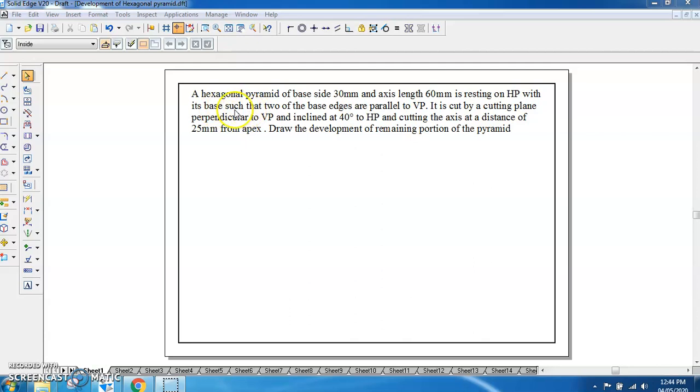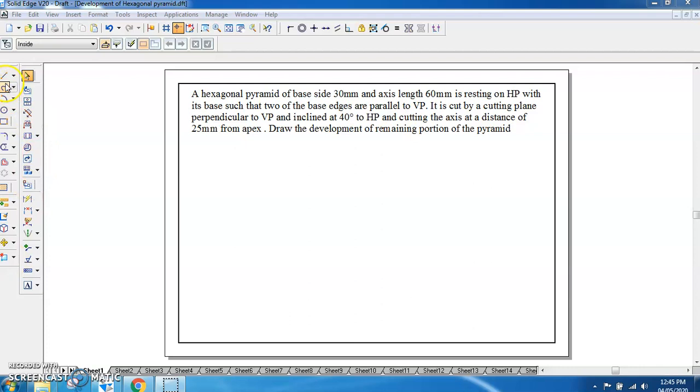So this is a problem statement which will be given to you. A hexagonal pyramid of base side 30 mm and axis length 60 mm is resting on HP with its base such that two of the base edges are parallel to VP. It is cut by a cutting plane perpendicular to VP and inclined at 40 degrees to HP, and also cutting the axis at a distance of 25 mm from apex. Draw the development of remaining portion of the pyramid.